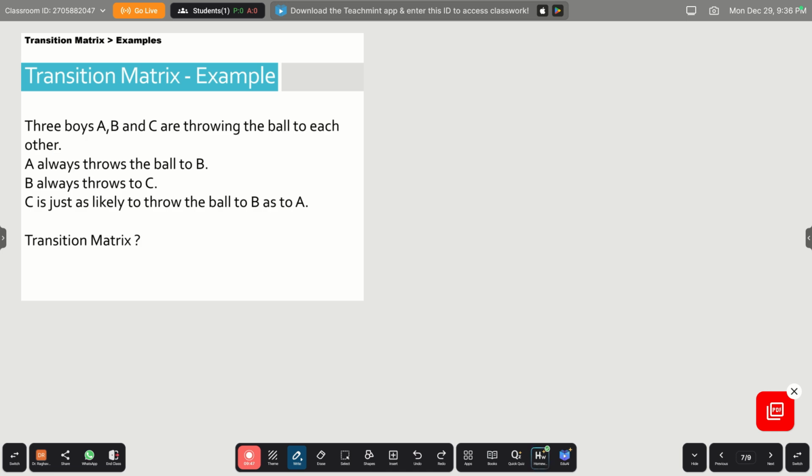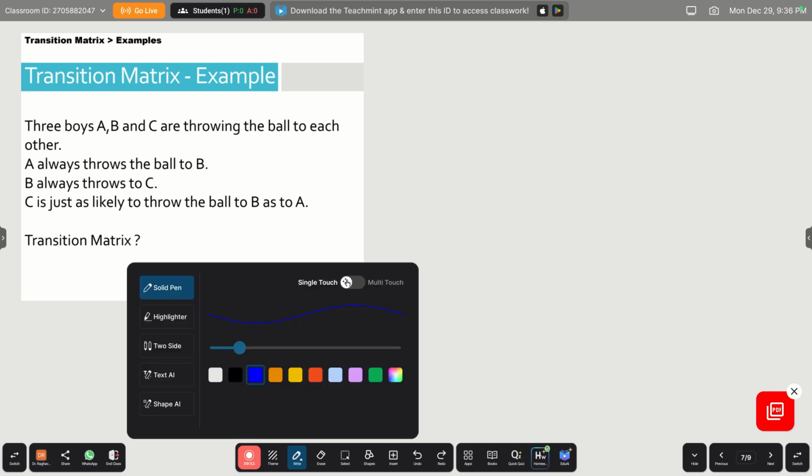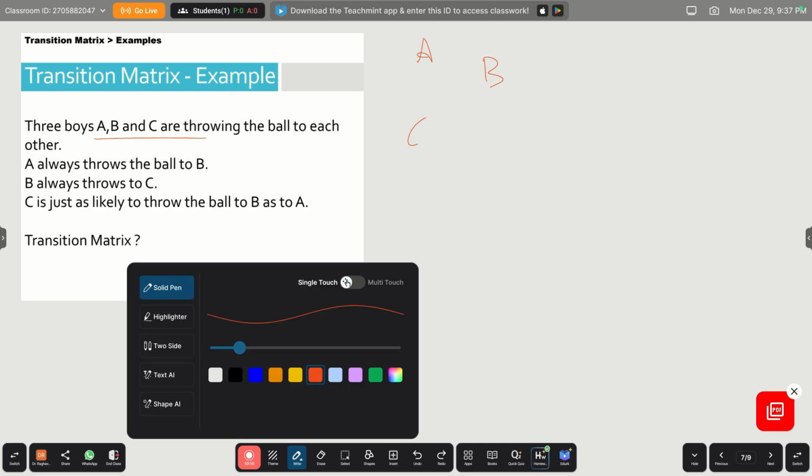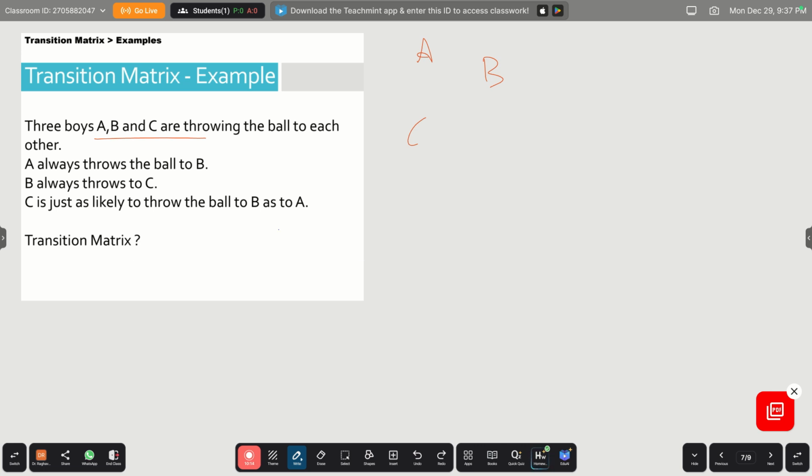Let me consider one more example. So let me read this first. 3 boys A, B and C. They are throwing the ball to each other. So A, B and C, they are throwing the ball. Let me read all the sentences, then let me write what's happening here. Three boys A, B, C are throwing the ball to each other.